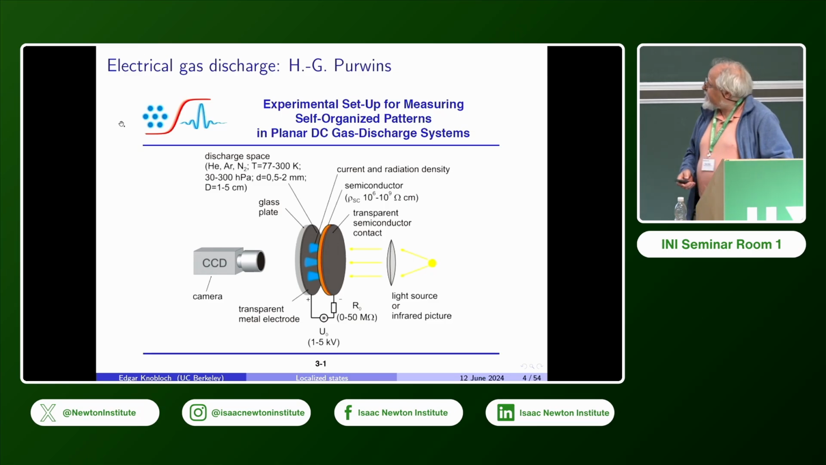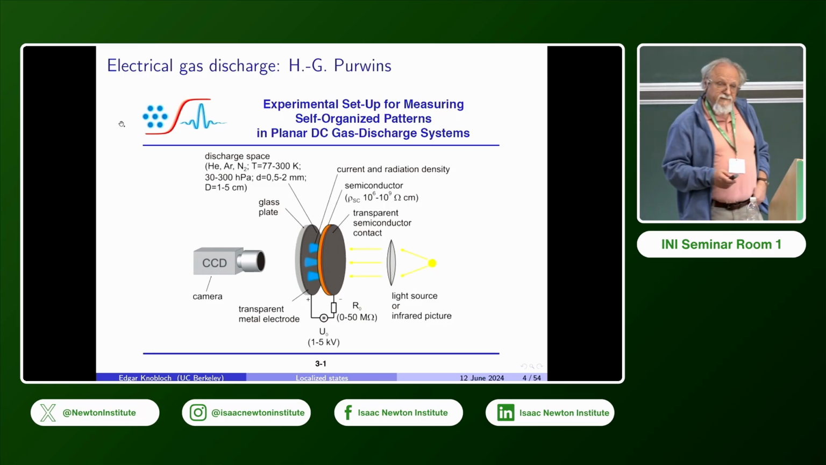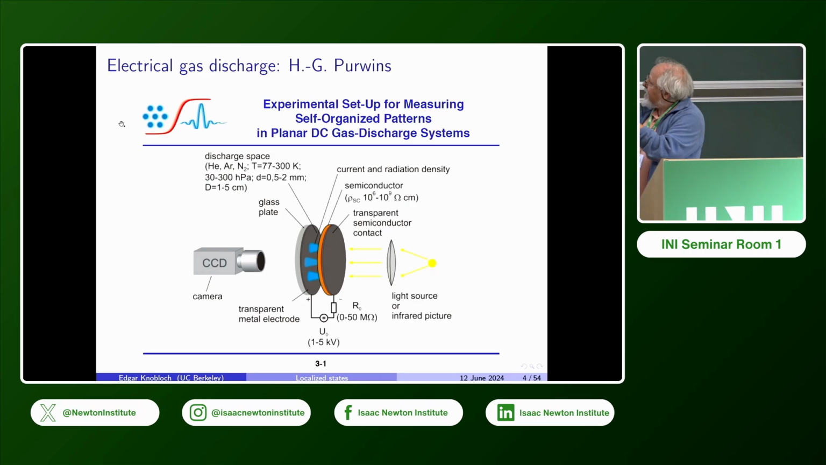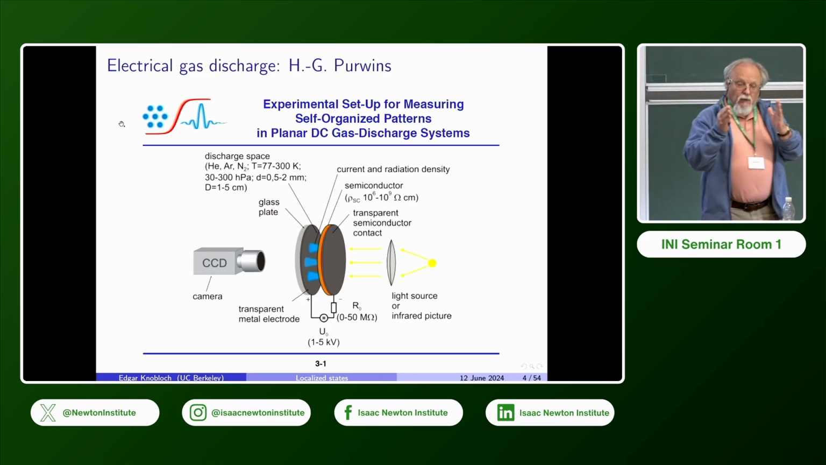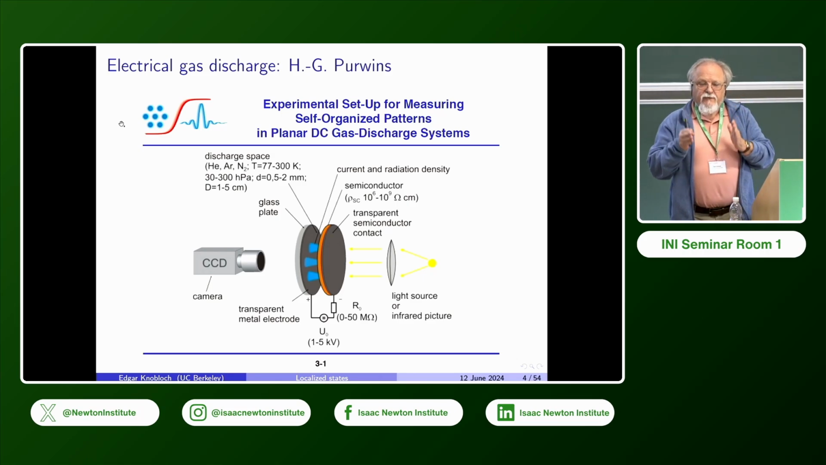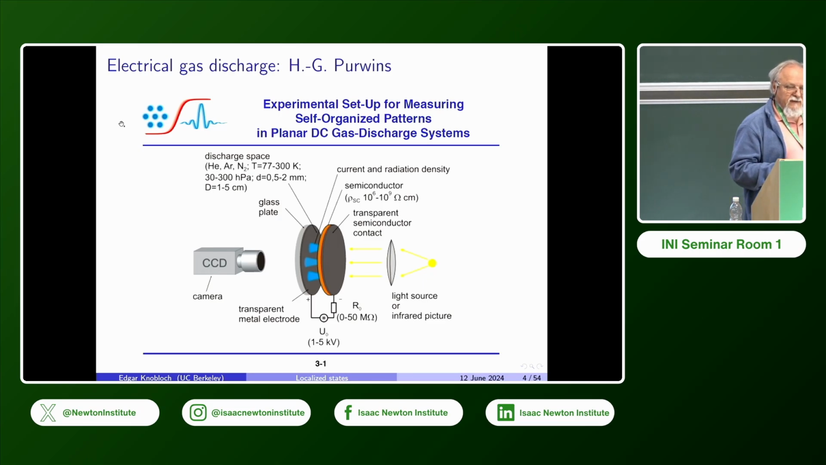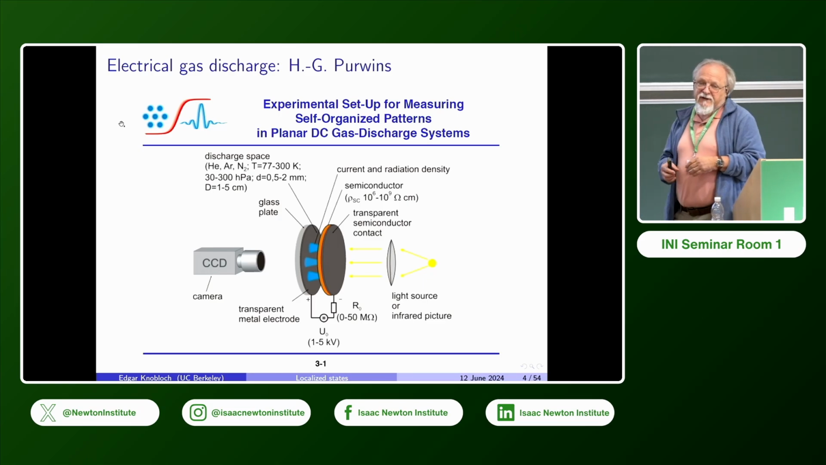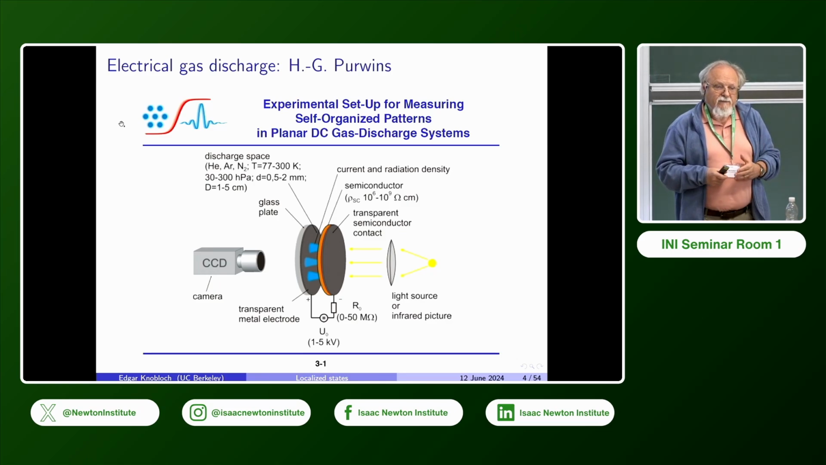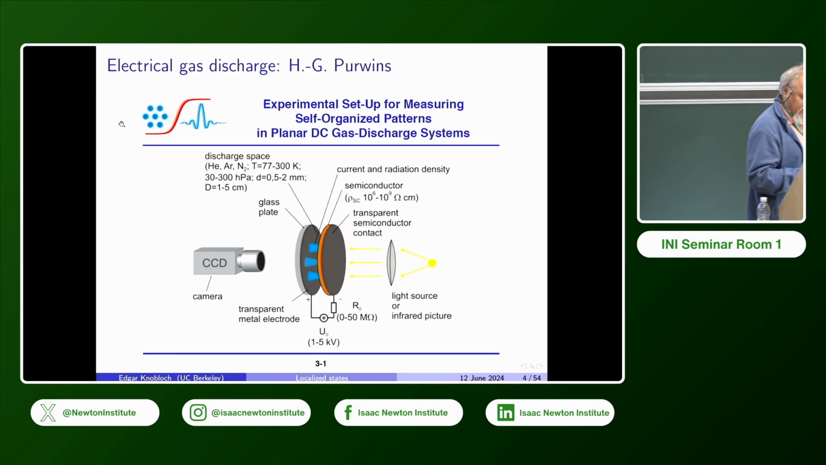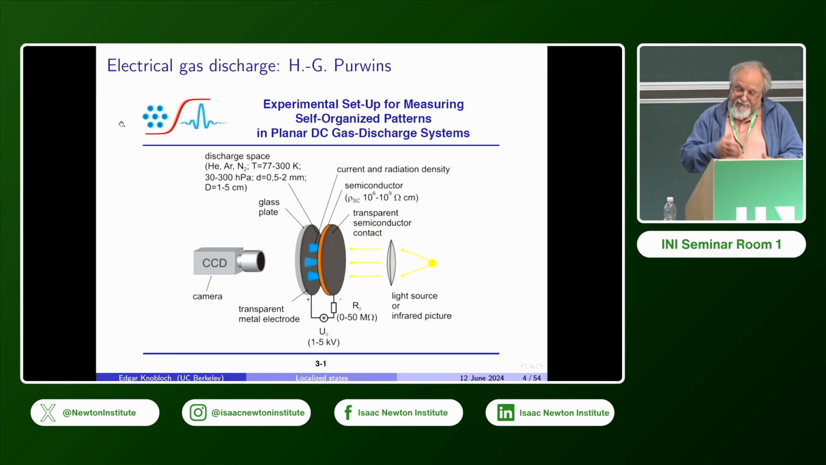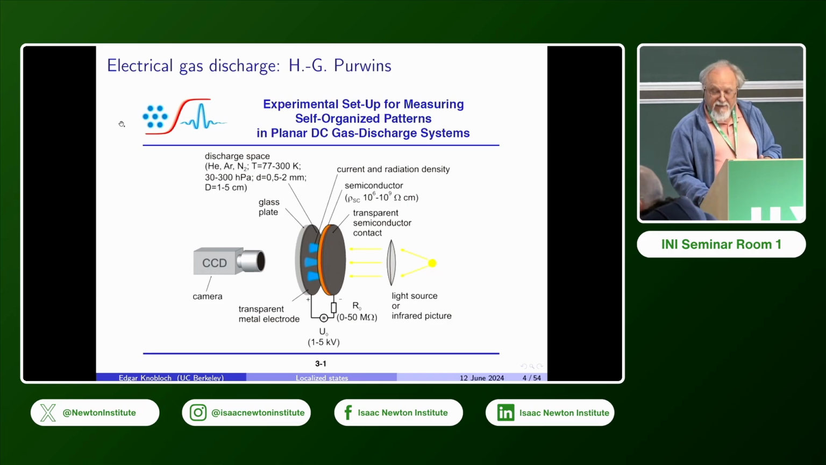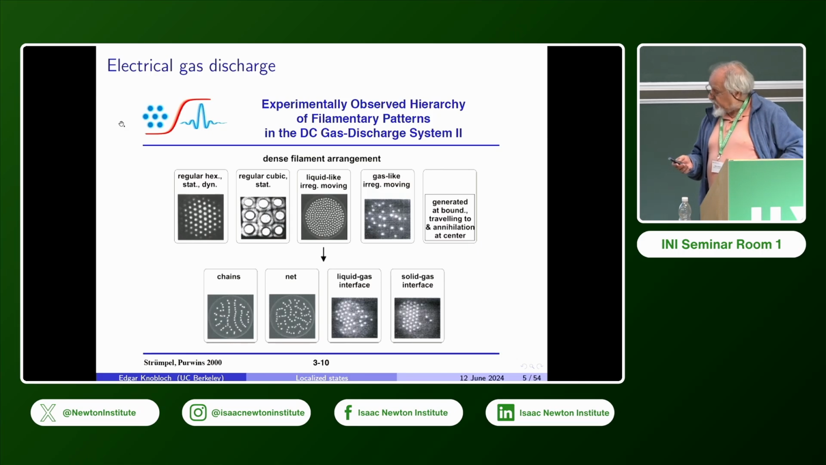Here is another example. This is from an experiment of Hans-Georg Purwins in Münster. You take a low-density gas, you put it between two electrodes, and you apply a potential difference across the electrodes. When the potential difference is large enough, you get an electrical discharge, electrical breakdown, and so you get current flowing through the medium from one electrode to the other. Of course, this is like lightning in the lab, and so you see light emitted from these discharges, and so you can image it very nicely. This is what was done in the experiments, and you get different kinds of structures.